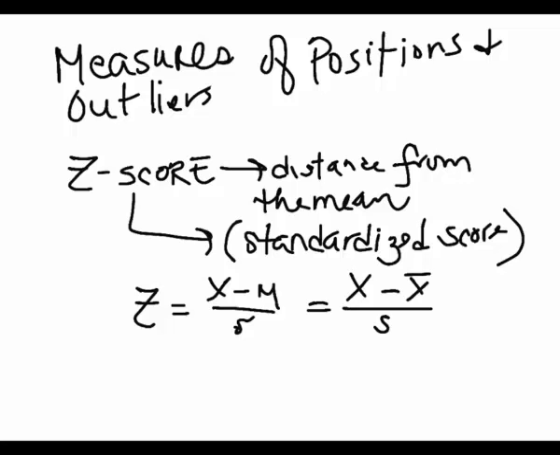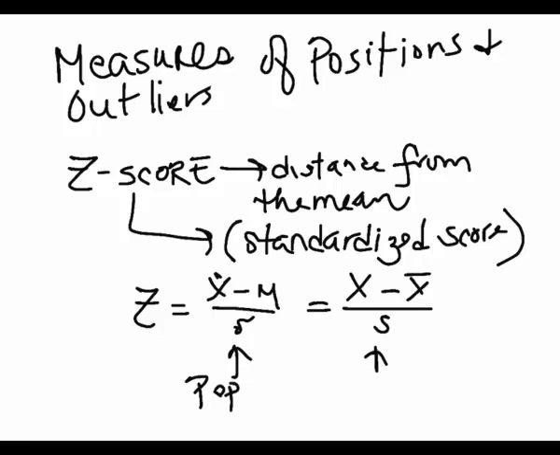So what you can do is you can transfer both of these scores to a z-score, and it tells you the distance from the mean. It standardizes the score. The formula to do that is you take your score, your x value, and you subtract the mean, and then you divide it by the standard deviation.